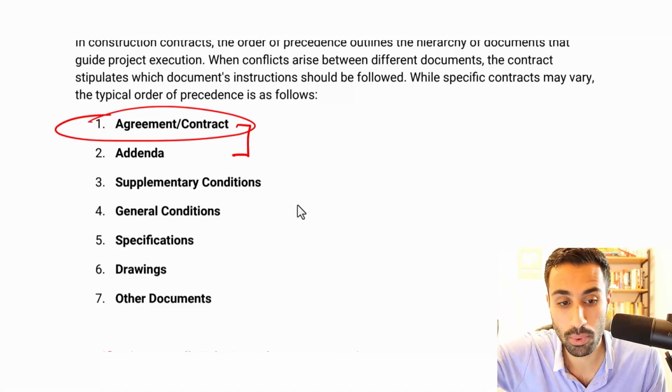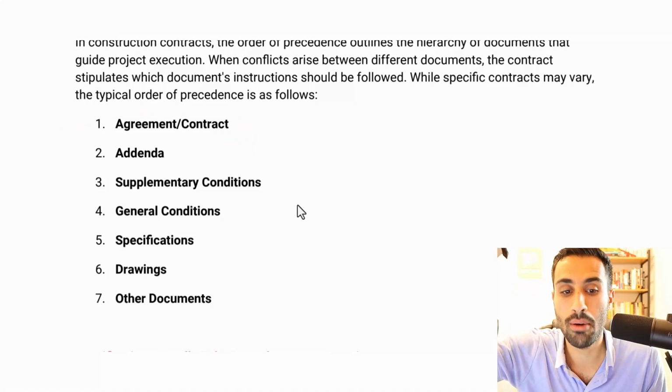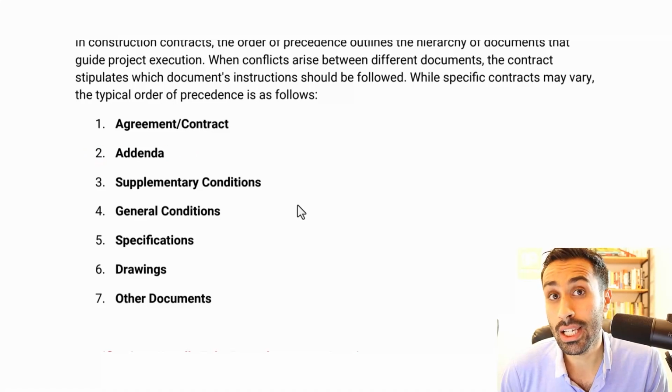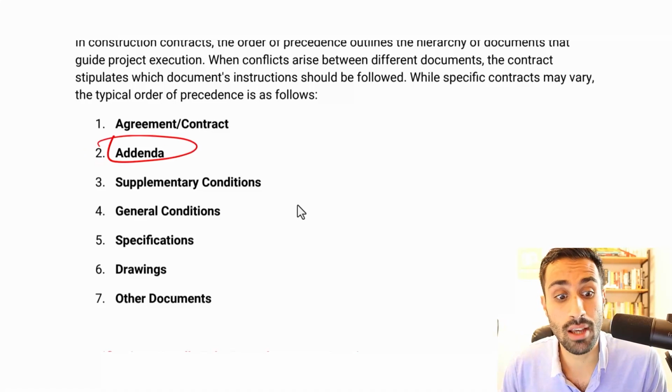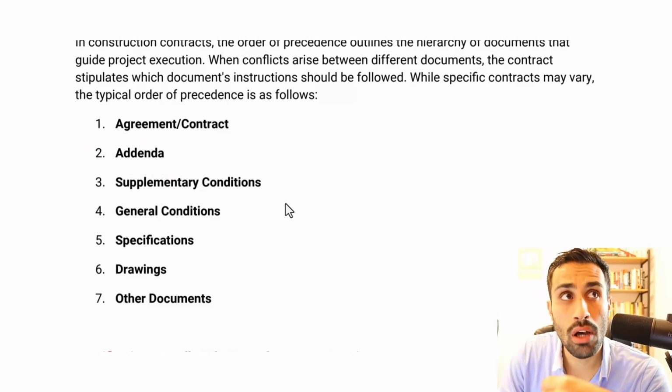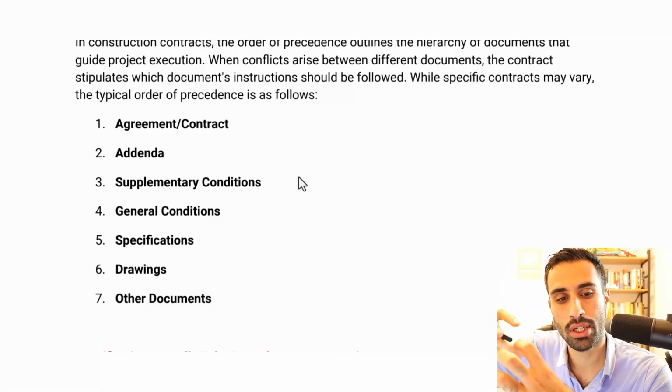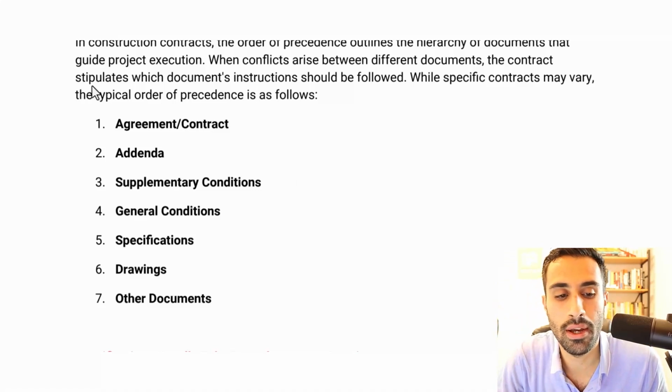That's what we mean by precedence. If there's a conflict, the top one is going to rule the decision. So the agreement and the contract is number one. The addenda is going to be below that. Notice how the addenda is all the way up here, because this is done before bidding. So it's essentially part of that contract, right? It is part of the contract agreement.